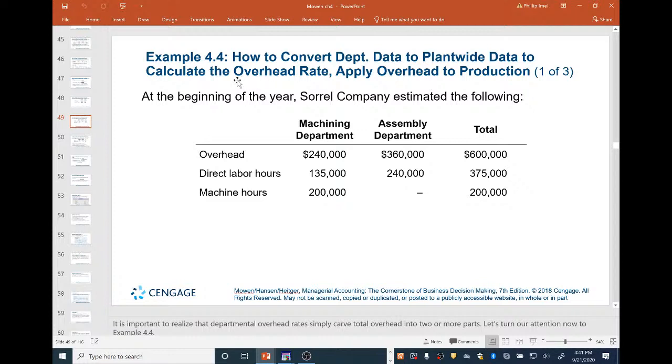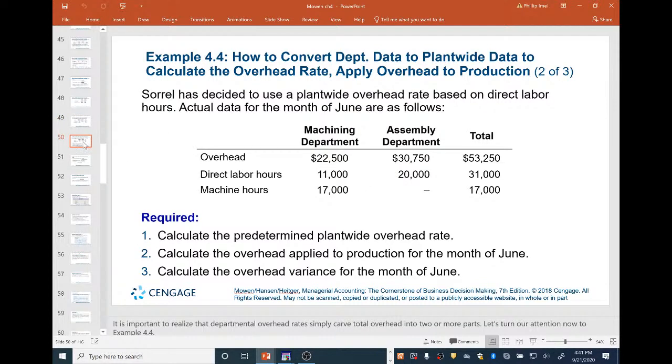Okay. Example 4.4, how to convert the department data to plant-wide data to calculate the overhead rate and apply overhead to production. So it says here, at the beginning of the year, Sorrell Company estimated the following. So once again, these are estimates. Same thing, machining department, assembly department, and then here's the total. Here's the actual data that we're concerned with now.